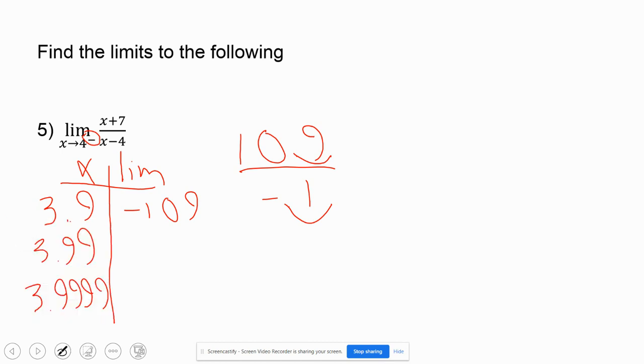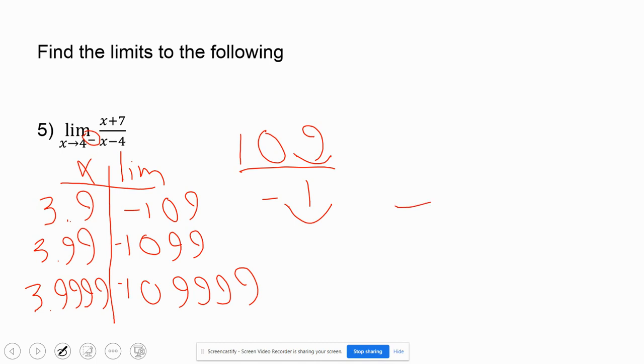If I plug in my 3.99, I can get -1099. And if I plug in my four 9s, I'm going to get -10,999. Of course, I better not lose my negatives.